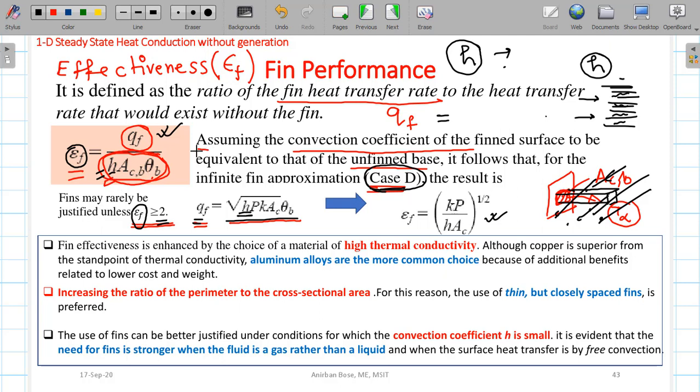But if we assume, as it has been told in this paragraph, that the convection coefficient, that means the h of the finned surface, is equivalent to that of the unfinned base, then definitely we can write that the effectiveness expression will become (k P / h A_C) to the power half. So under that assumption, if we consider this as the effectiveness of the fin, that will give you a guideline for selection of fin.